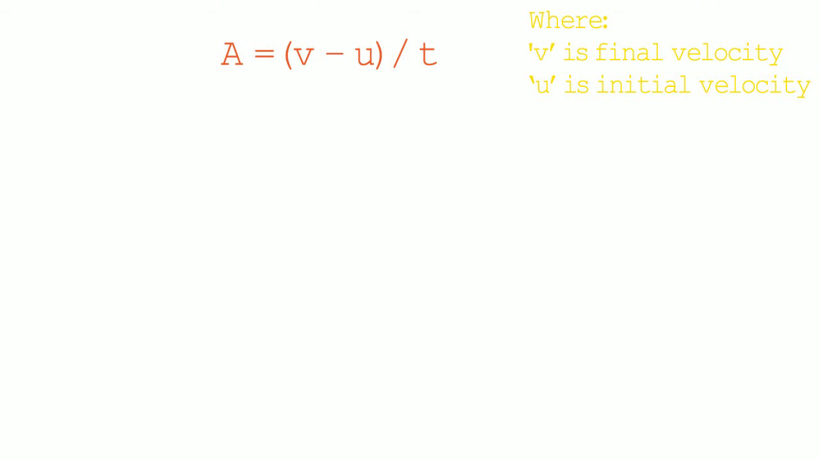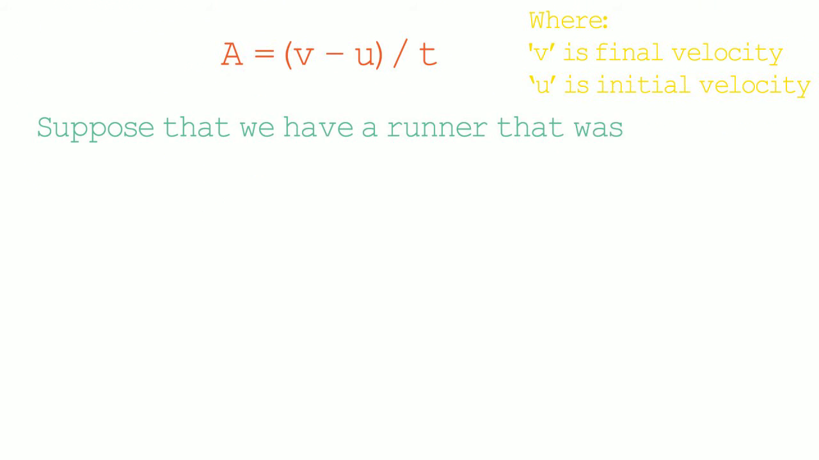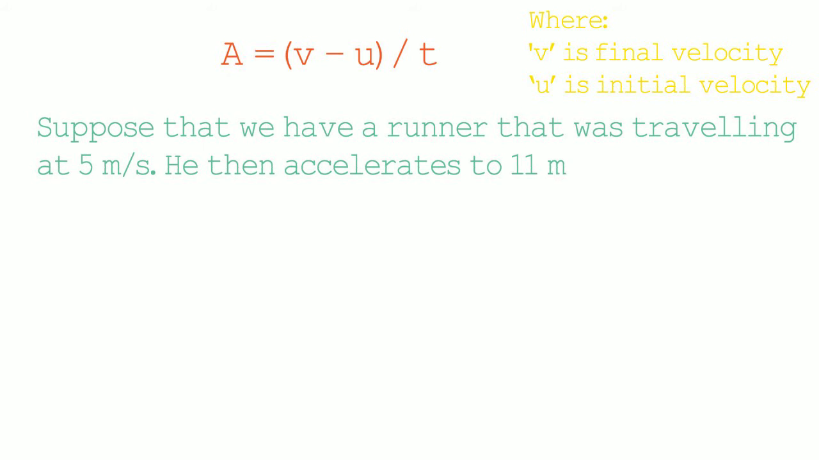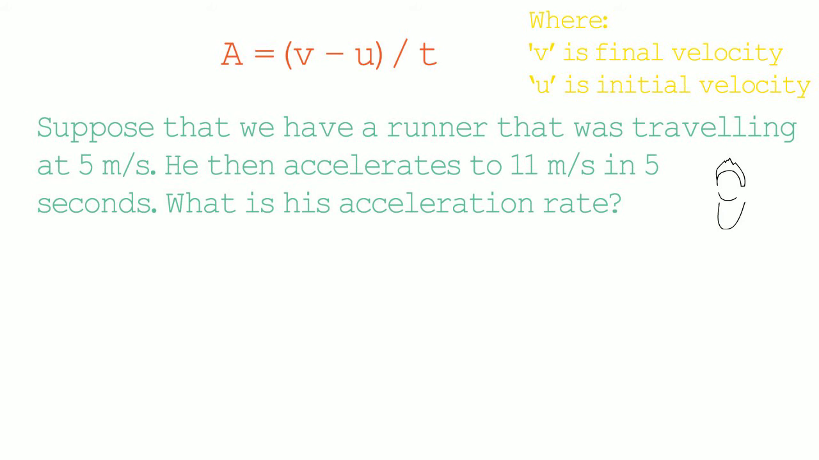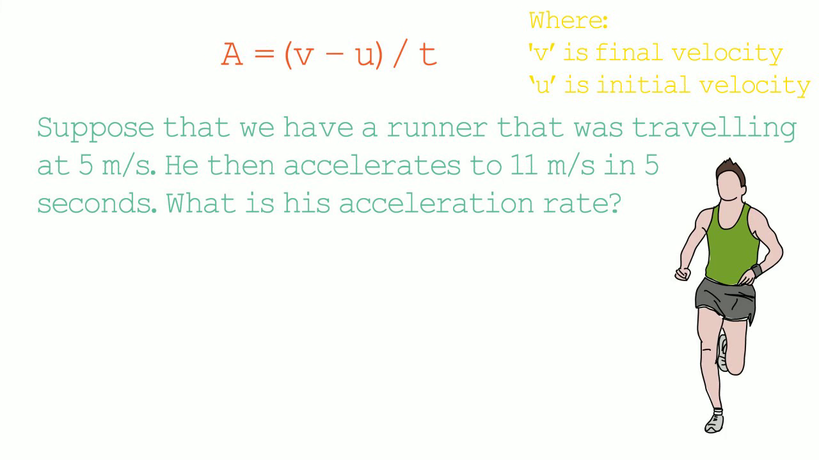Let's have an example. Suppose that we have a runner that was travelling at 5 meters per second. He then accelerates to 11 meters per second in 5 seconds. What is his acceleration rate? First, we need to work out our runner's change in velocity. His initial velocity was 5 meters per second, and this is u, and his final velocity is 11 meters per second, and this is v. His change in velocity is therefore 6 meters per second. We do v minus u, which is 11 minus 5, and this gives us 6 meters per second.